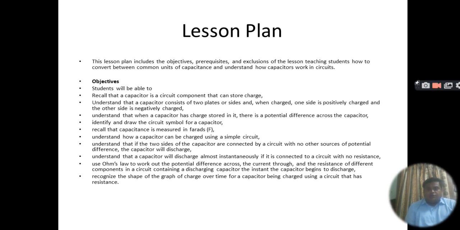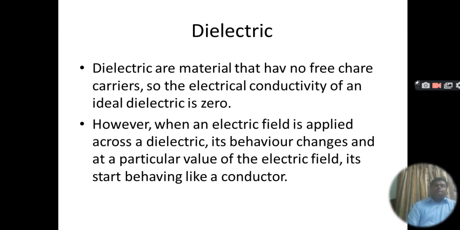Another point is the two sides of the capacitor. If the two sides of the capacitor are connected by a circuit with no other source of potential difference, the capacitor will discharge. So we learn all the concepts relevant to capacitors. Let's start with the topic of the dielectric.